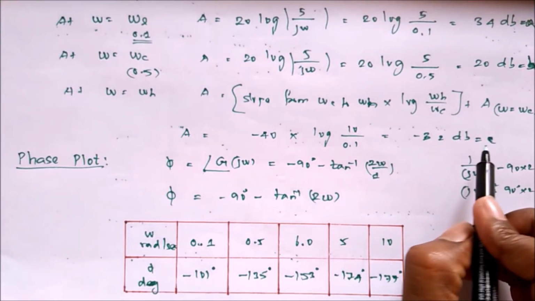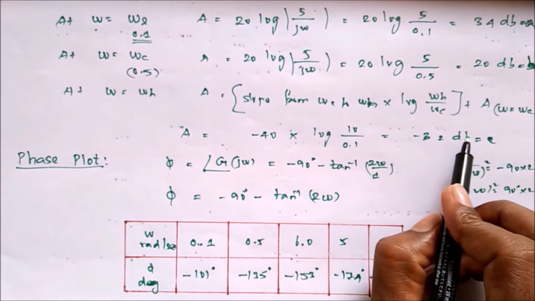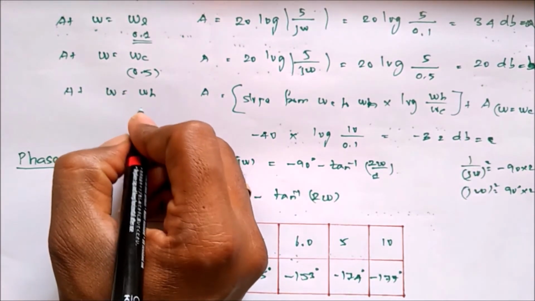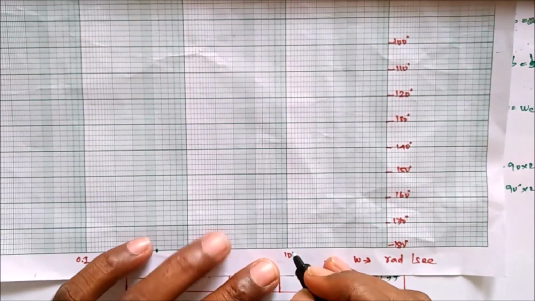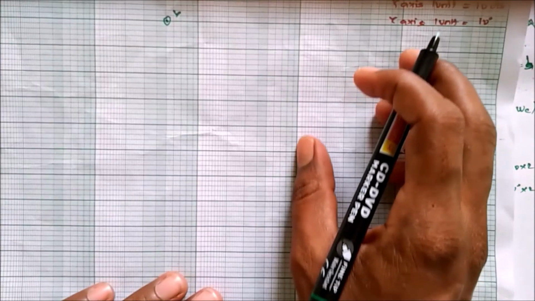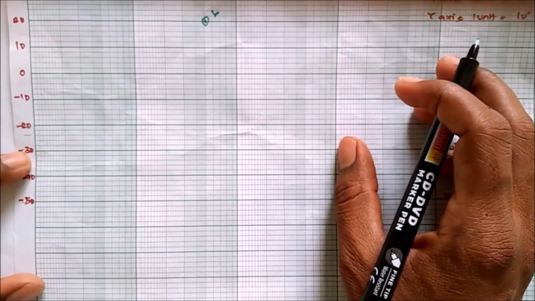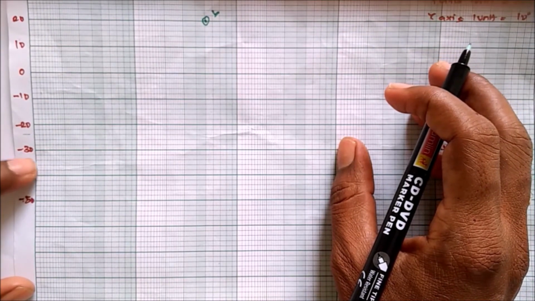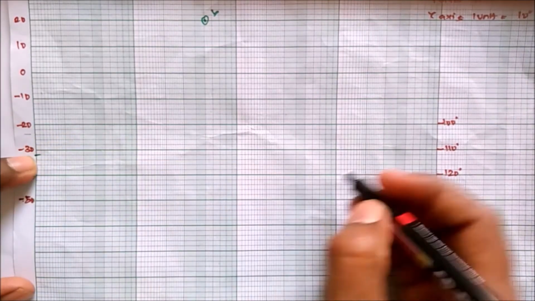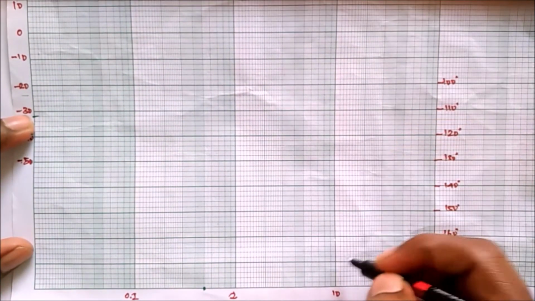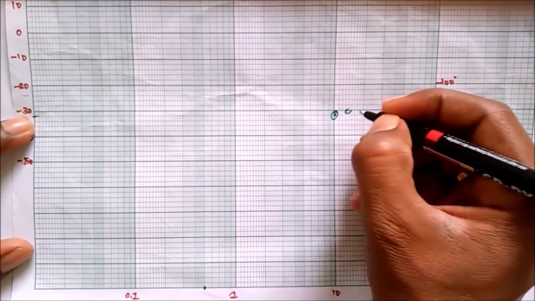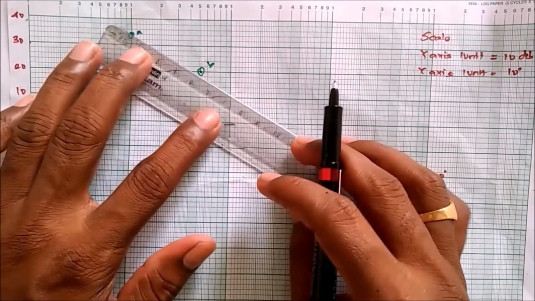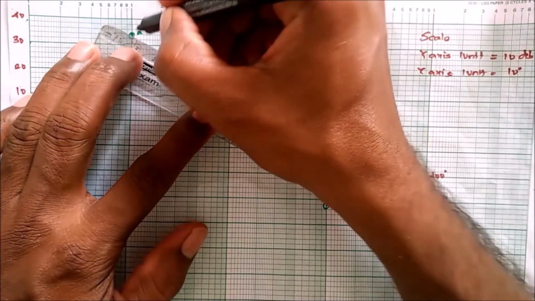Similarly, point C. Its magnitude is minus 32 decibel. The highest corner frequency is 10. So for 10, the magnitude is minus 32. We know this is plus or minus 30, this is minus 40, so this is the minus 32. Therefore here 10, and here minus 32. So we can mark this as point C. Now we have to connect the points A, B and C. This is the magnitude plot.